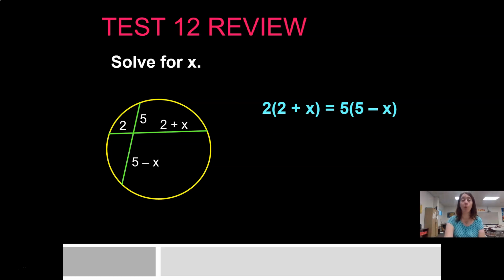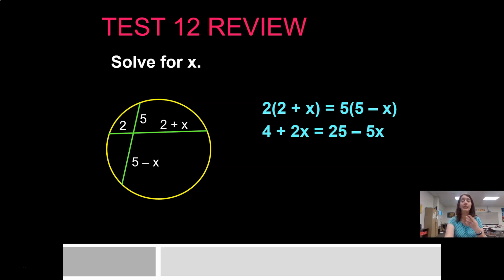Well, your job, just like it will be on the test, is you have to solve for the x. The first step that I would have to do to solve for x is remove those parentheses, and to do that, we'll use the distributive property. That would now give us 4 plus 2x is equal to 25 minus 5x. Now, at this point, there's a couple different ways that you can go about solving, and they're all correct. I'm just going to show you what I would have done to solve this question.